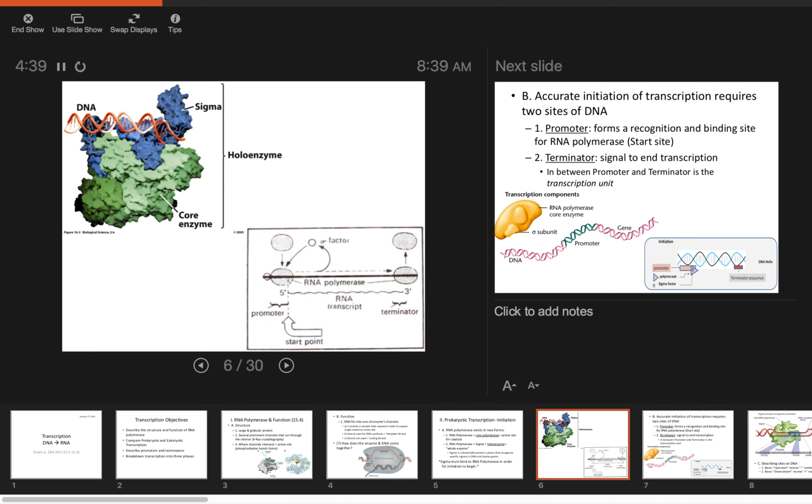So this diagram cartoons it. This is the core RNA polymerase, and when sigma binds to it, now you have the holoenzyme, and now it can interact with DNA. DNA cannot interact with the core enzyme without sigma. And you can see sigma is the one that's interacting with DNA. So sigma by itself can't do it, core enzyme by itself can't do transcription, they have to be together in order to start transcription.